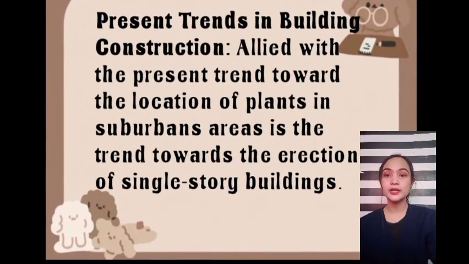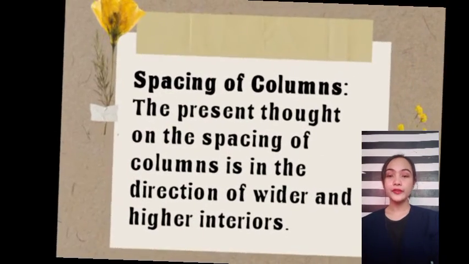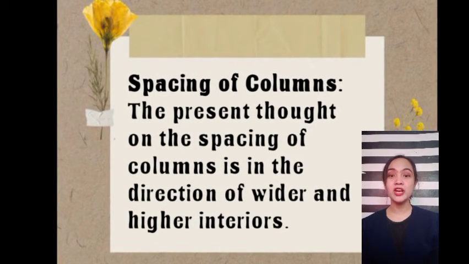Moving on to the next slide, we have here the present trends in building construction. Allied with the present trend towards the location of plants in suburban areas is the trend towards the erection of the single-story building, and flexibility of plant layouts and lower routine and materials handling costs, among other things, comprise strong inducements to management to erect single-story structures. Moving on to the next slide, we have here spacing of columns.